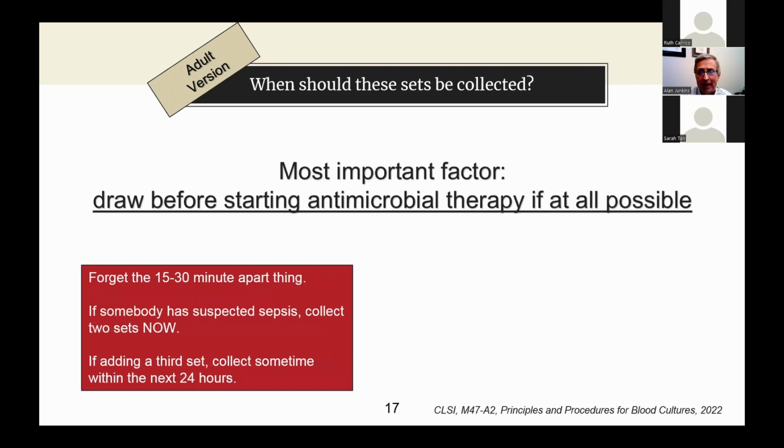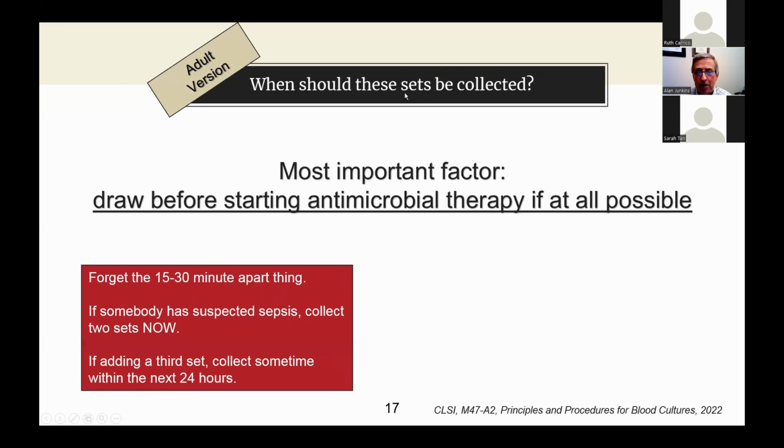When should they be collected? And I put these in here because I've gotten a lot of questions over the years from nurses who are just confused about why procedures are the way they are. And there are some things that I would say, let's simplify here.